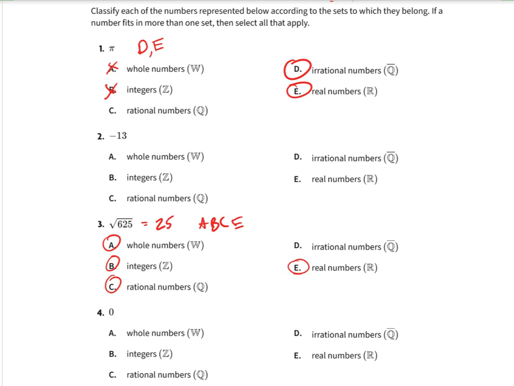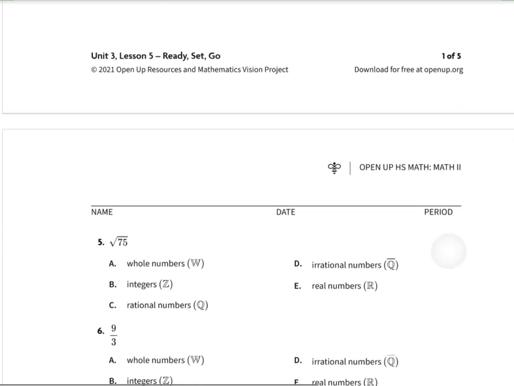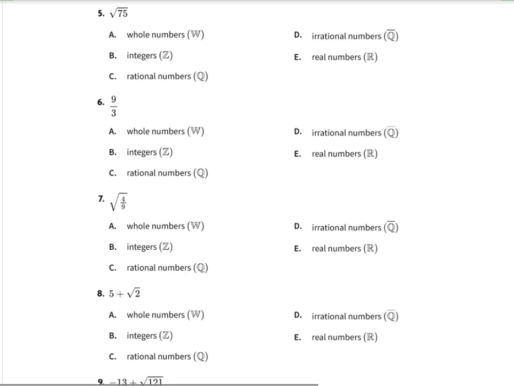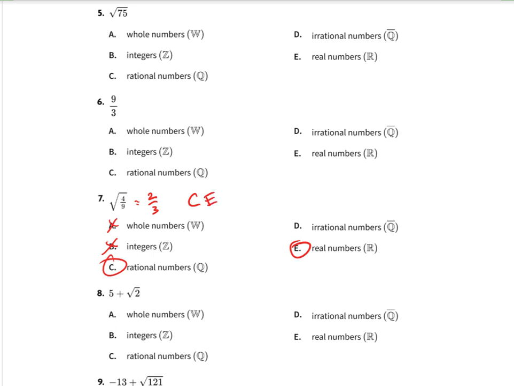Moving on to number 7, square root of 4 over 9. The square root of 4 over 9, we can write that as 2/3. It's not a whole number though. It's not an integer. It is absolutely rational because we can write it as a fraction because it's already written as a fraction, and it's real. So this is just C and E.